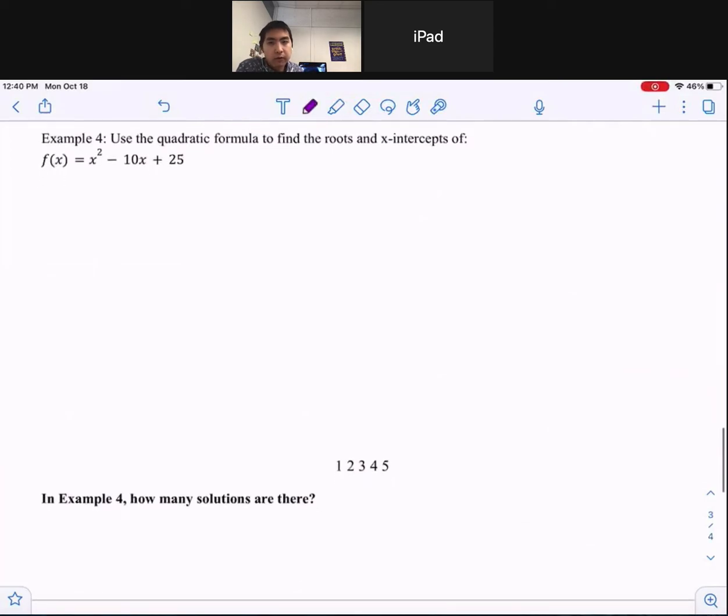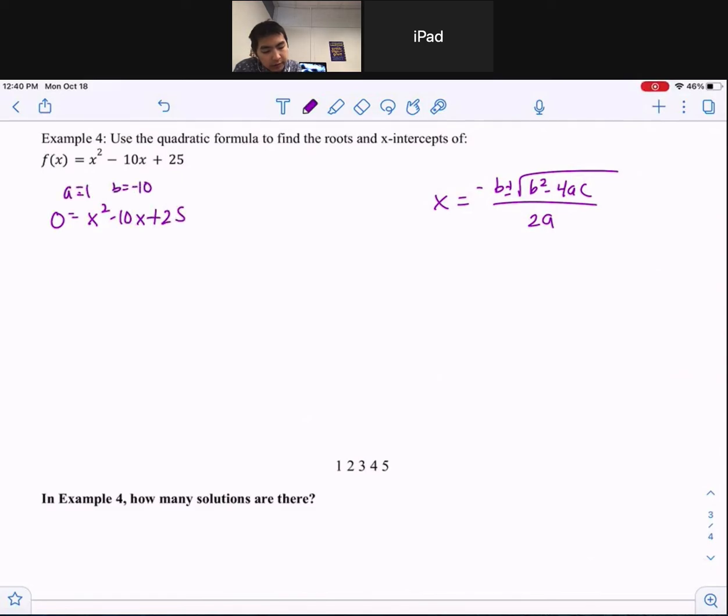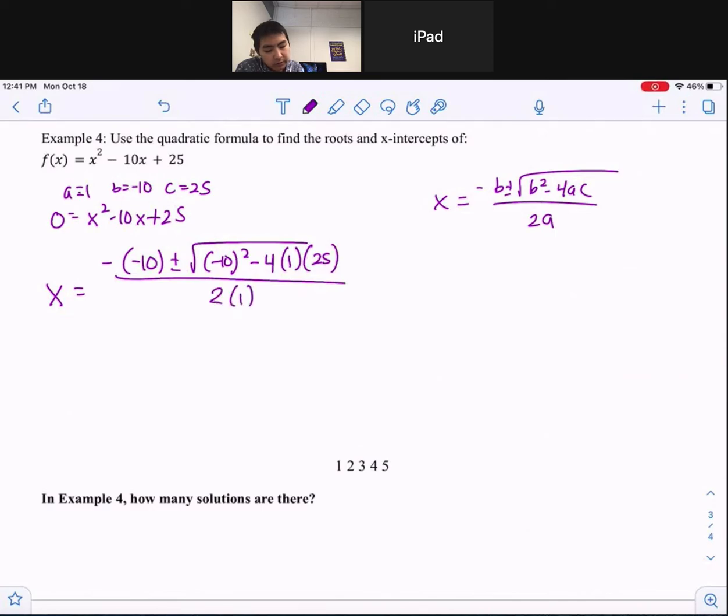And lastly, number 4, again using the quadratic formula to help solve for this. So set the whole equation equal to 0. Your a is 1, your b is negative 10, and your c value is 25. x equals negative b, which is negative of negative 10, plus and minus the square root of negative 10 squared, b squared, minus 4 times a, which is 1, times c, which is 25, all over 2 times a, which is 2 times 1.